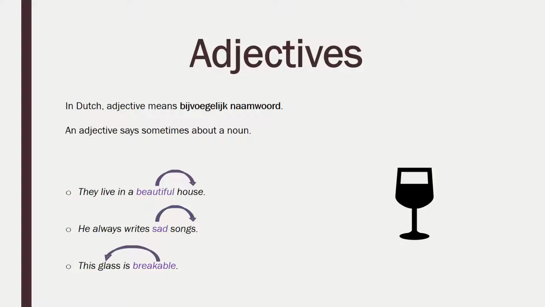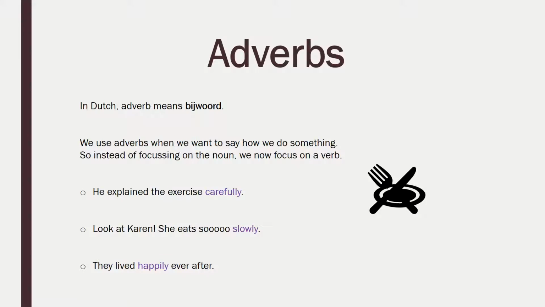Same as in this glass is breakable. Breakable says something about glass. So an adjective says something about a noun. Okay, so now we are going to focus on adverbs. In Dutch, adverb means bijwoord. We use adverbs when we want to say something about how we do something.